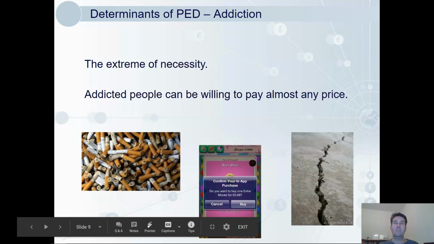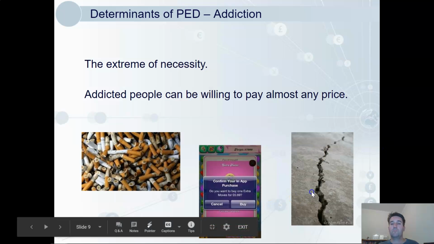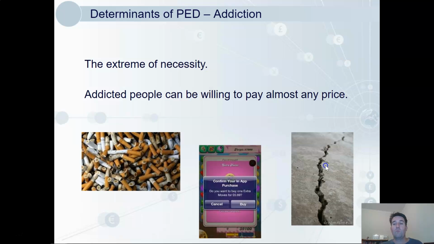Addiction. Addiction is really just the extreme of necessity. It can take a large increase in price to decrease the quantity demanded significantly. Think of things like cigarettes. Price keeps going up. We add taxes to cigarettes every year, yet smokers keep on buying them. In-app purchases, play-to-win games, and then of course illicit drugs like crack, where people are willing to steal or prostitute themselves just to pay the price that it takes. So they're not responsive to price at all, or hardly at all, inelastic demand.